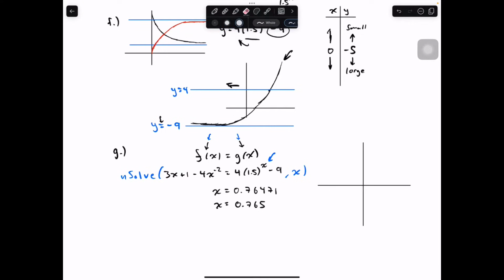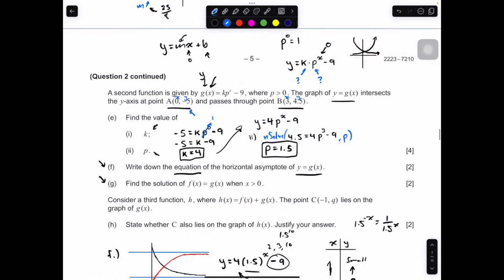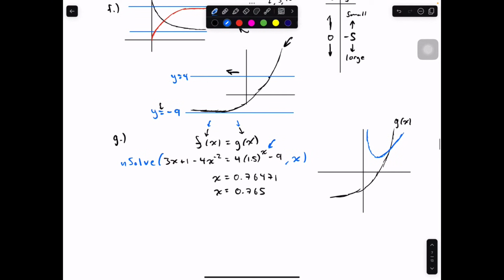This is one of our functions. This is g of x, right? This exponential function, which is going off into infinity. And then we had f of x, that original function. Remember, it went down like this, and then it had its minimum, and then it went across. It looked something like this, and then it had that vertical asymptote right here, and then it went off.